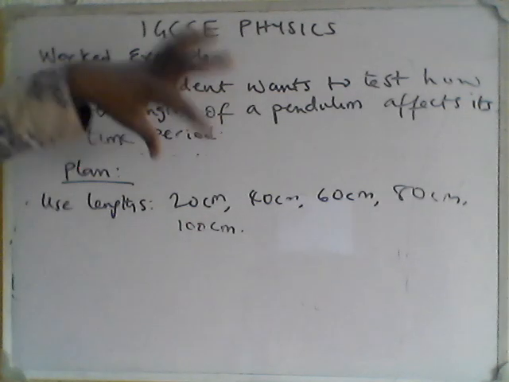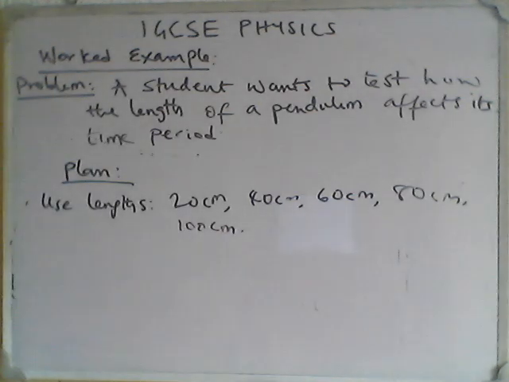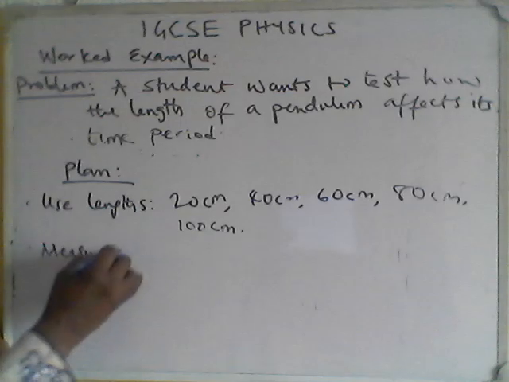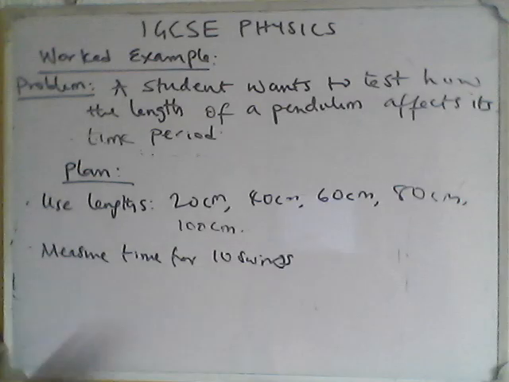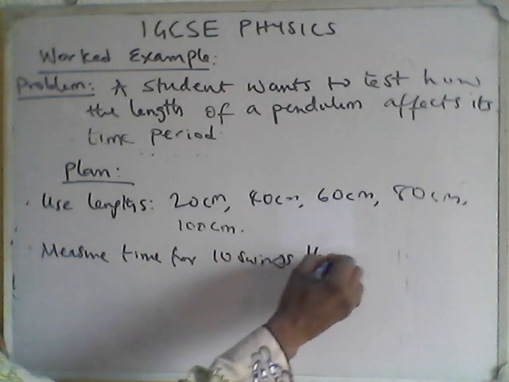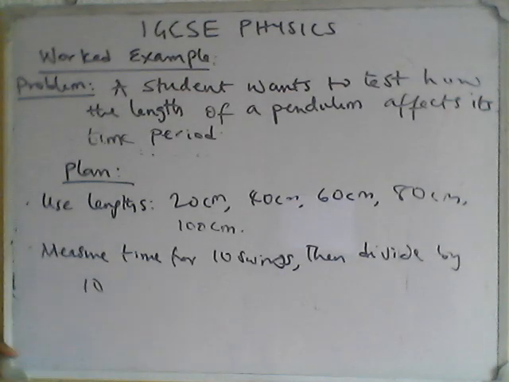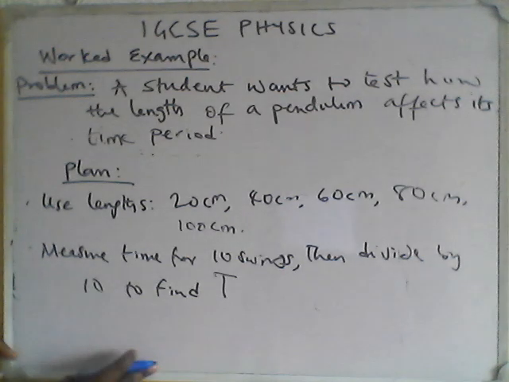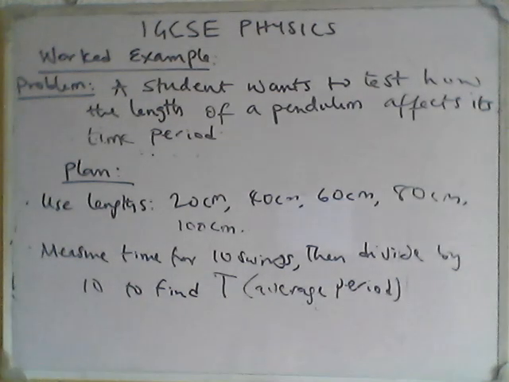So at 20 cm, what oscillation period am I getting? At 40, and so on. The next thing I'm going to do is measure the time for 10 swings and divide by 10 to find the average, big T. This capital T is the average period. Okay, so this is straightforward enough.